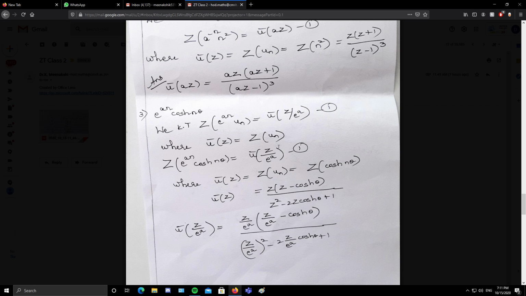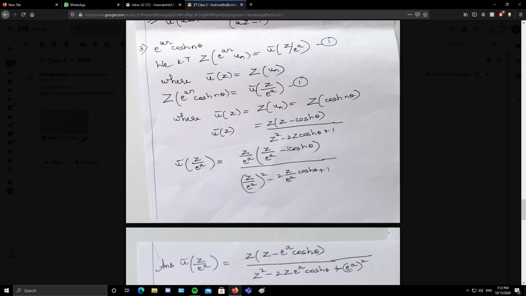Cosh n theta. See, u bar of z by e bar a is the answer. We have to find it through u bar of z. So what is u bar of z? Z of un, where un is cosh n theta. What is the Z transform of cosh n theta? Z into z minus cosh theta by z square minus 2z cosh theta plus 1. This is a standard form. So for u bar of z by e bar a, just replace z by z by e bar a: z by e bar a here, z by e bar a here, z by e bar a whole square here, 2 times z by e bar a cosh theta plus 1.